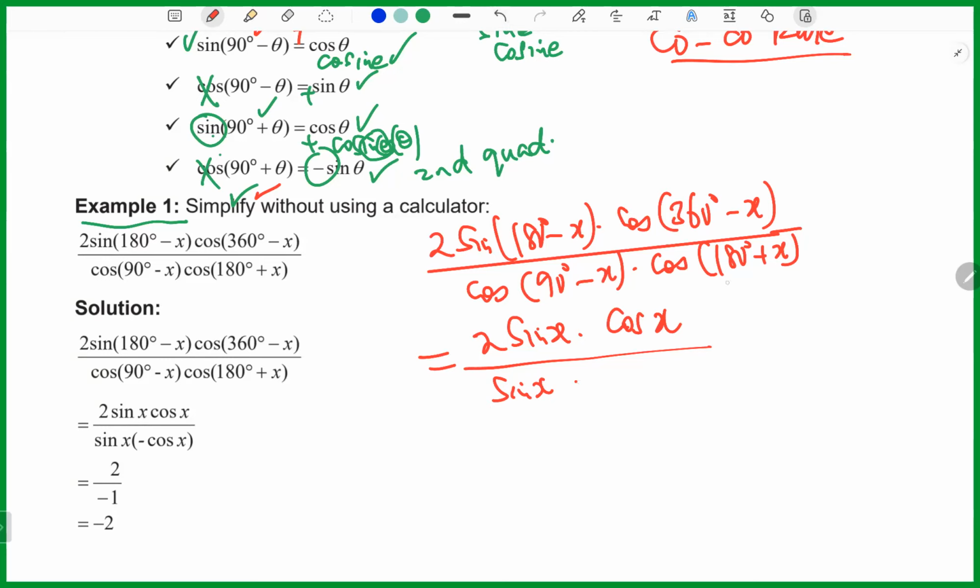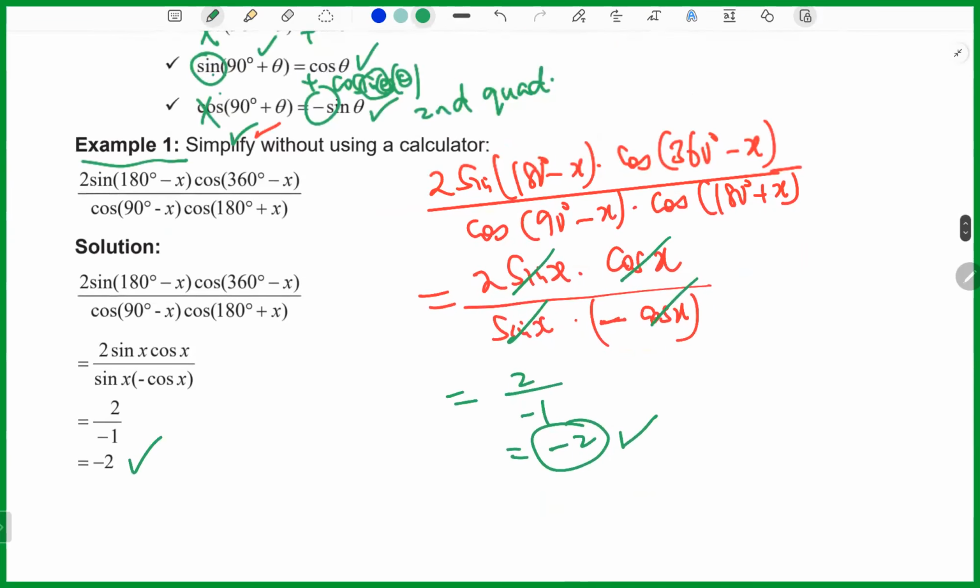Then 180 degrees plus x is exactly in the third quadrant. And in the third quadrant, we have that the cosine is negative. So it's negative, because the third quadrant has only the tangent positive. The cosine is negative, so it's negative cosine x. Now, at this point, you're able to see that the sine cancels, the cosine cancels, and then you're left with 2 in the numerator and minus 1 in the denominator. And the result is minus 2, and we're done. So that is example 1.